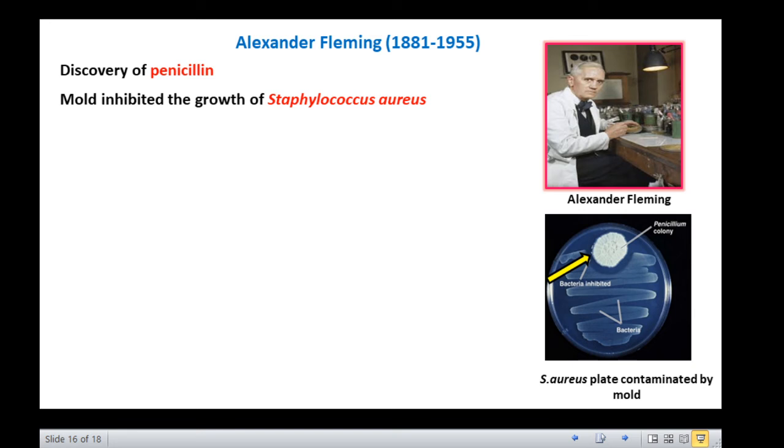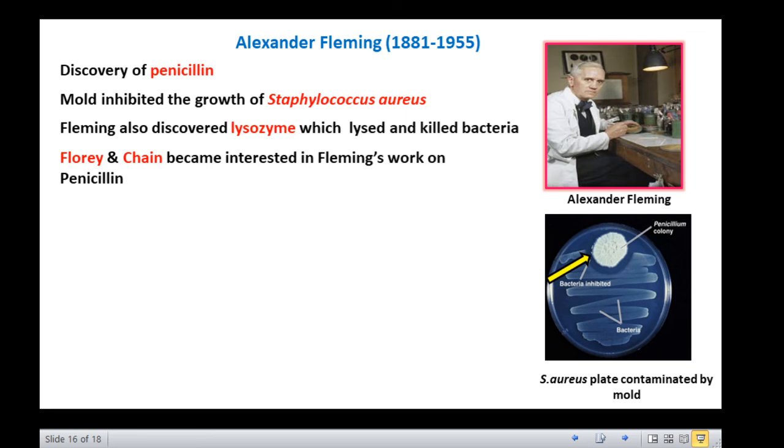That Alexander Fleming discovered penicillin by chance is actually a myth. In fact, before discovering penicillin in 1921, Fleming discovered lysozyme and found that bacteria could be lysed and killed by it. Later, Dr. Howard Florey and Ernst Chain became interested in antibiotics when they came across Fleming's paper on penicillin.